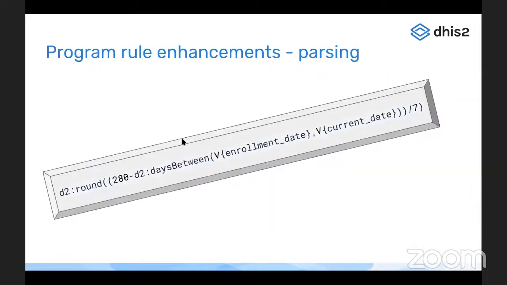We have also made enhancements to the way program rules are parsed, both in the tracker capture app and in the capture app. Complex expressions are now parsable. Nested complex expressions are now parsable, removing some limitations that were there in more advanced expressions before.